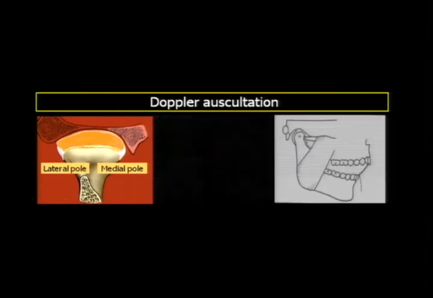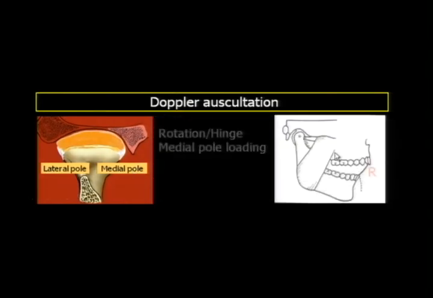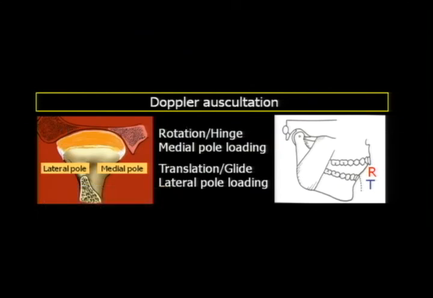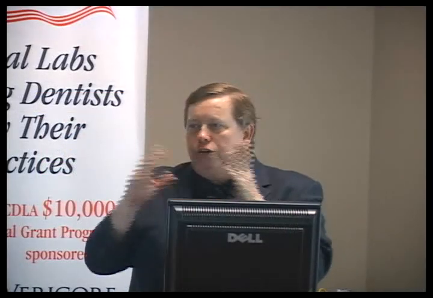The premise it works on is that our jaw moves two ways. When we rotate or hinge, we load the medial pole, and when we translate or guide, we load the lateral pole. Now, again, it goes back to what we talked about before when we were talking about that disc functioning when we were looking at the cadaver video. If you have smooth top of the bone against smooth underside of the disc, you're not going to generate a lot of noise. All you're doing with Doppler is the same thing as you're doing with a stethoscope. You're listening to the tissues rub against each other.